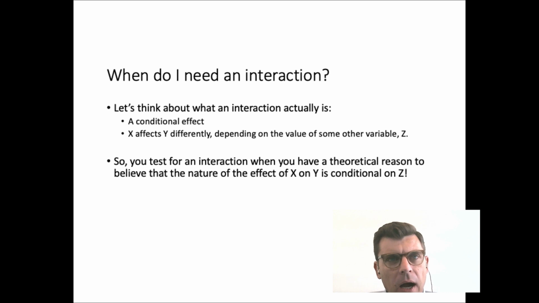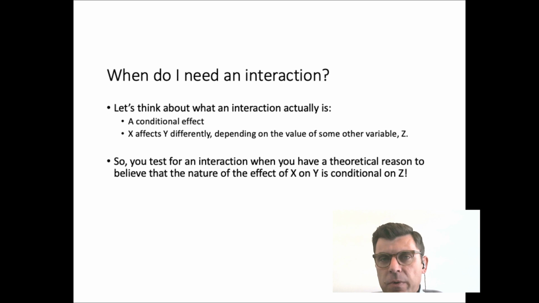I want us to be purposeful and disciplined in trying to keep our analyses tethered to some sort of theory. Furthermore, some data sets are so big that it's not possible, or would be very time consuming, to try a bunch of different interactions. So I want to suggest that we test for an interaction when we have a theoretical reason to believe that the nature of the effect on Y is conditional on Z.